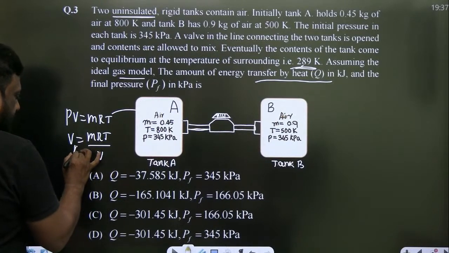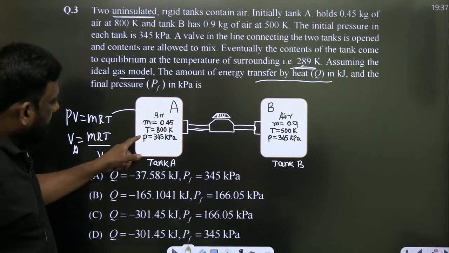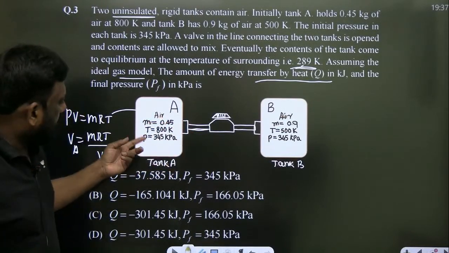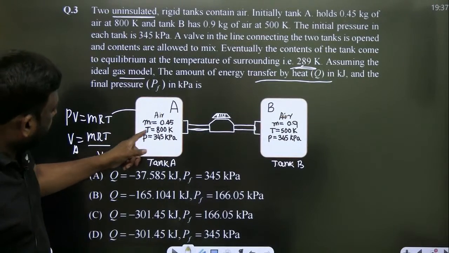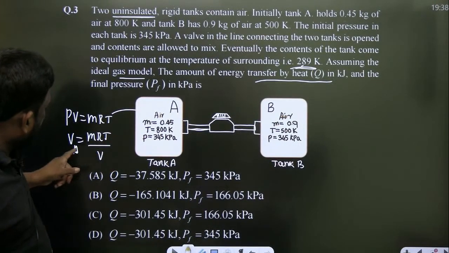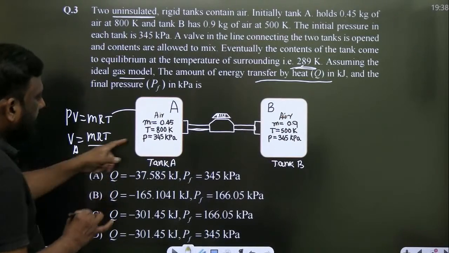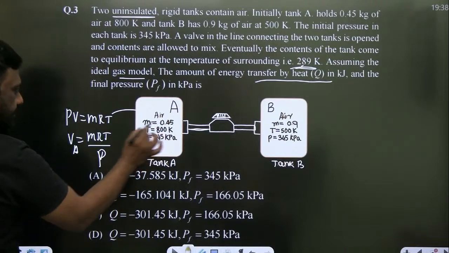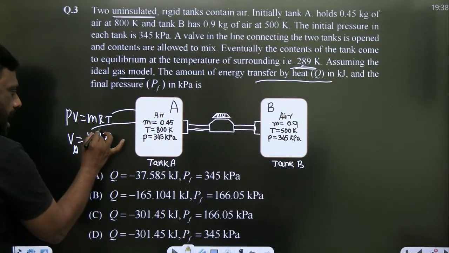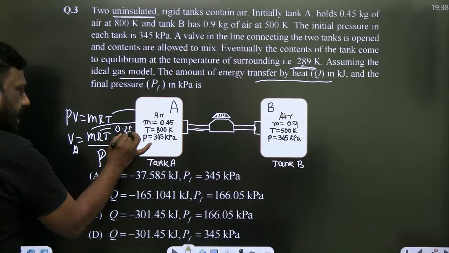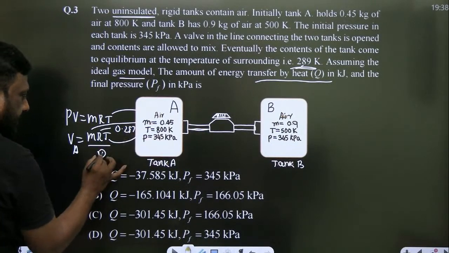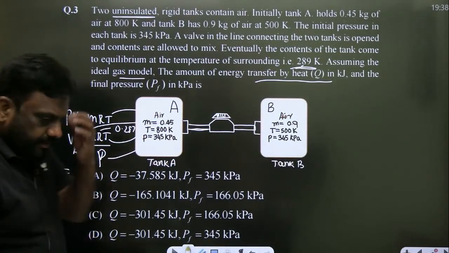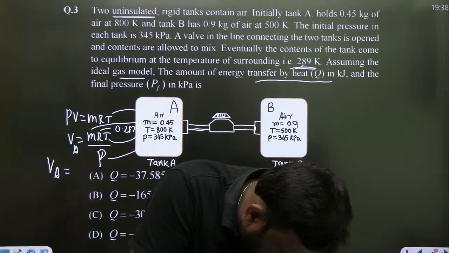Wait, so I will write this as VA। देखो mass is given, air है, R is 0.287 kilojoule per kg Kelvin, the M is known, R is known, T is known, V is MRT by P, pressure is in kilopascal. M को 0.45 put करना, R को 0.287, and temperature should be in Kelvin, it is 800, pressure is 345, so if we calculate volume of tank A, anyone, what is volume of tank A?